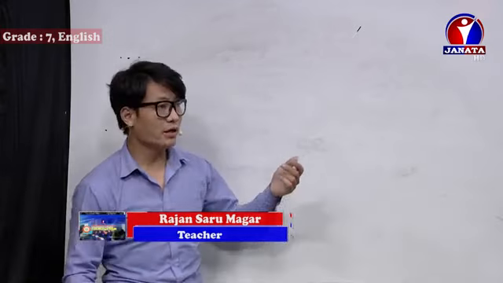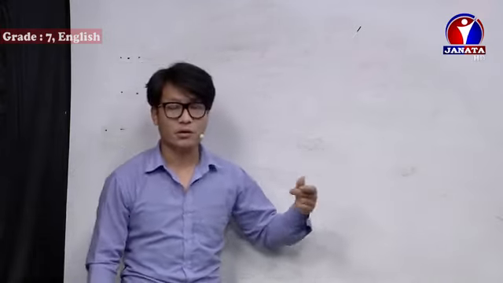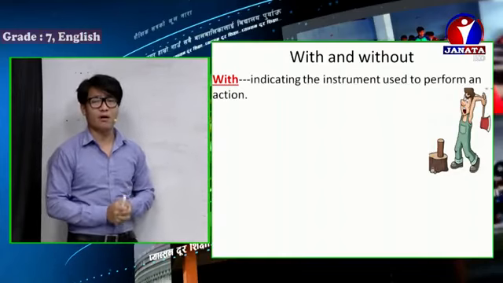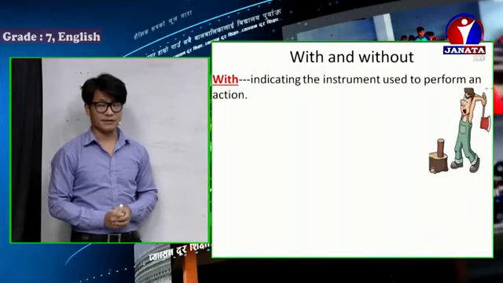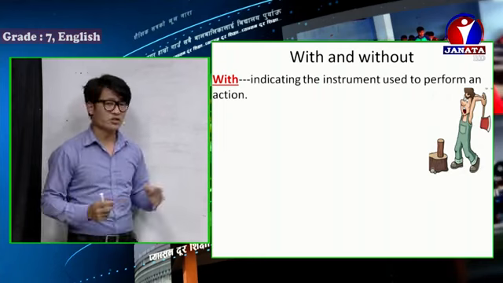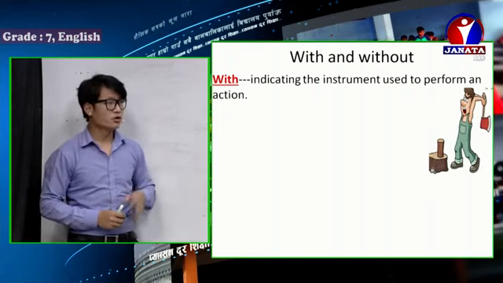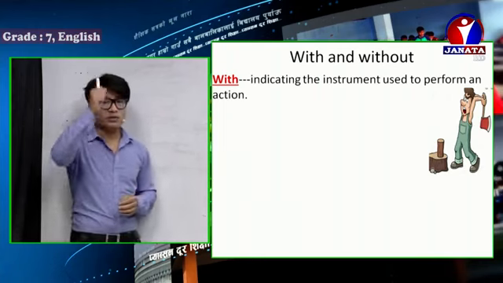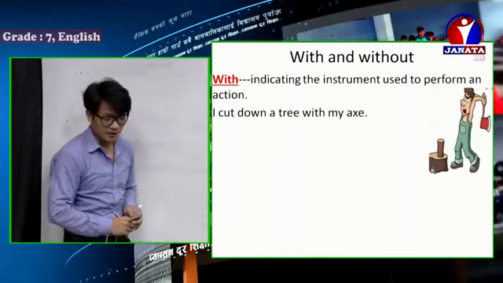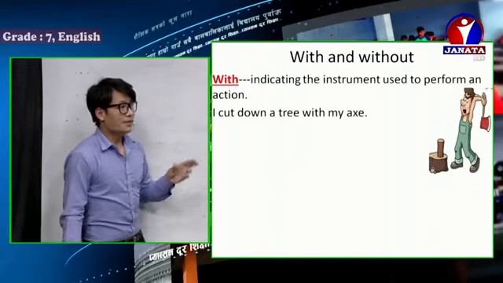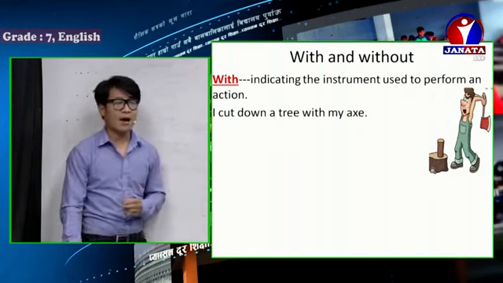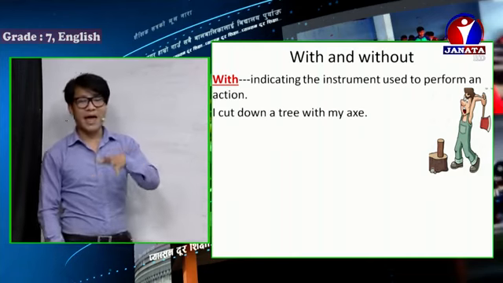Let me show you one example here. Pictures. You can see an angry man is going to chop a log, and chopping a log is one of the actions he is performing. And he is using an axe. So we write here, I cut down a tree with my axe.